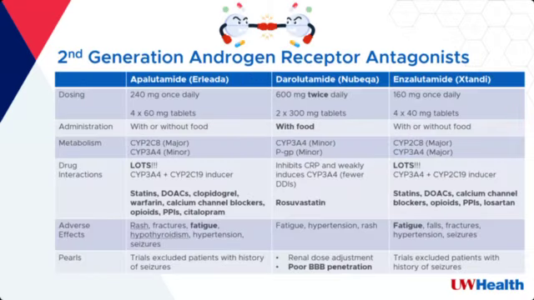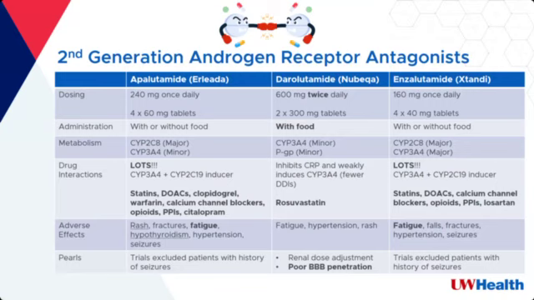Next, we have our second-generation androgen receptor antagonists or anti-androgens. This includes apalutamide or Erleada, darolutamide or Nubeqa, and enzalutamide or Xtandi. Apalutamide is dosed at 240 milligrams once a day with or without food. There are a lot of drug interactions with this agent. It is a major 2C8 substrate. It's also a 3A4 and 2C19 inducer.